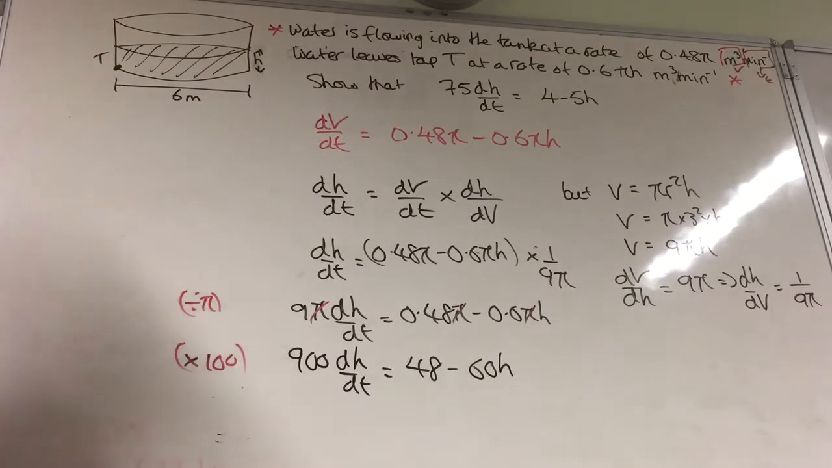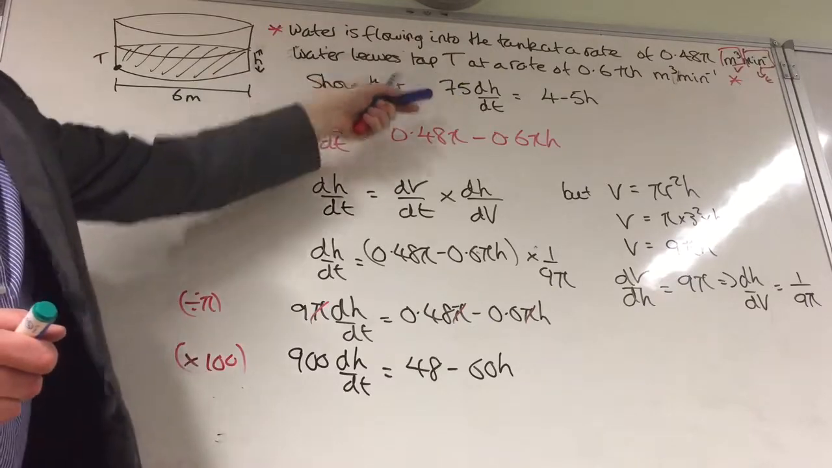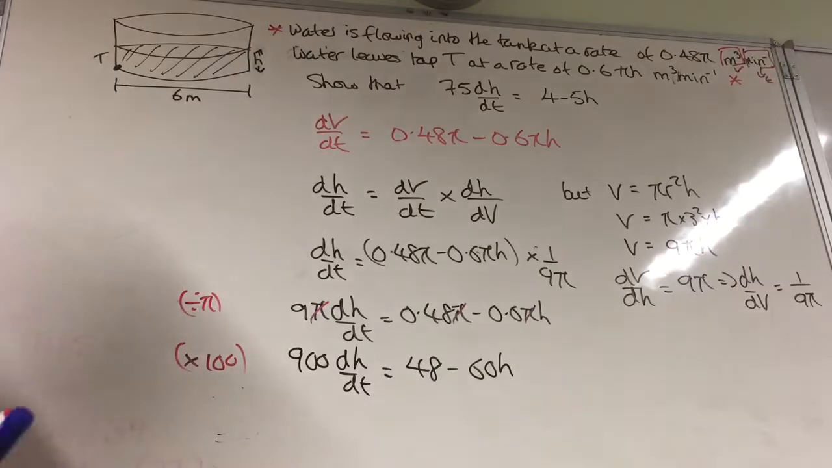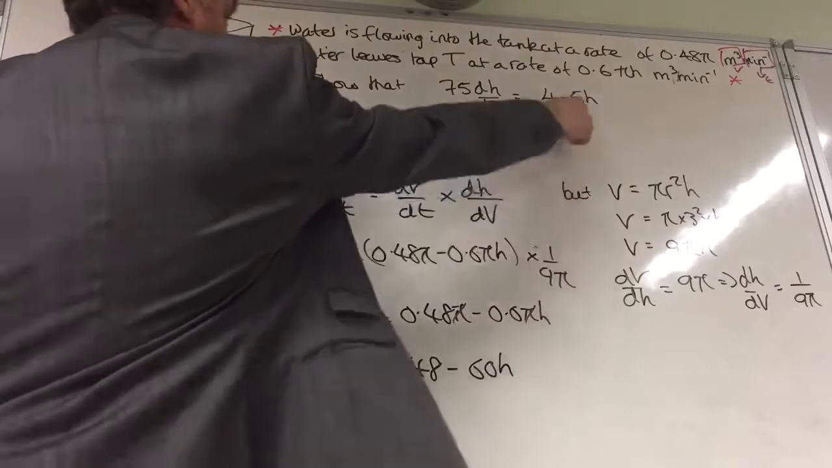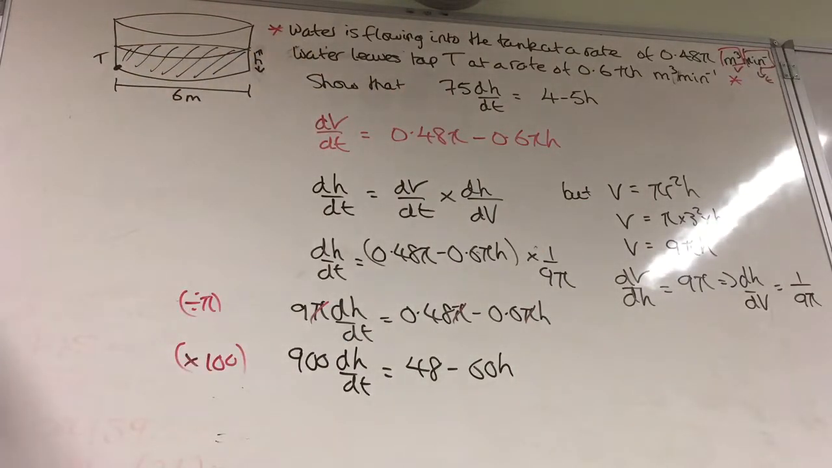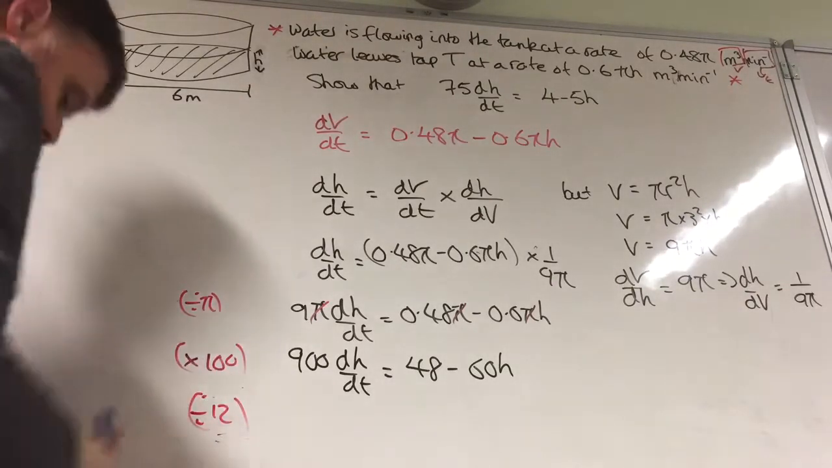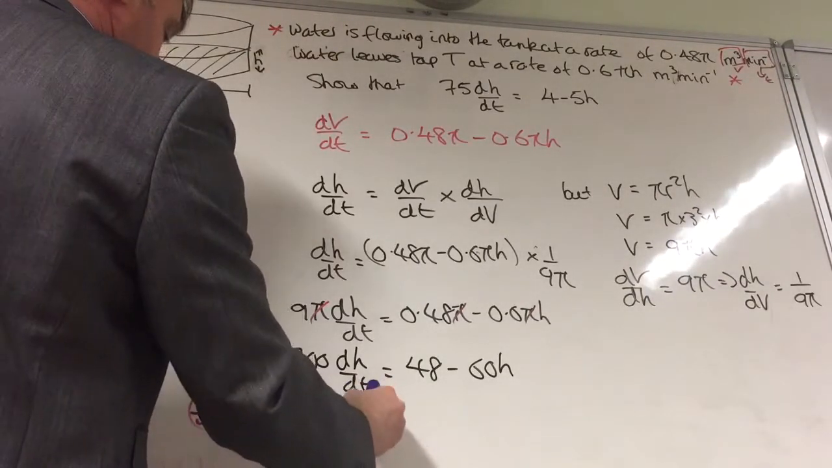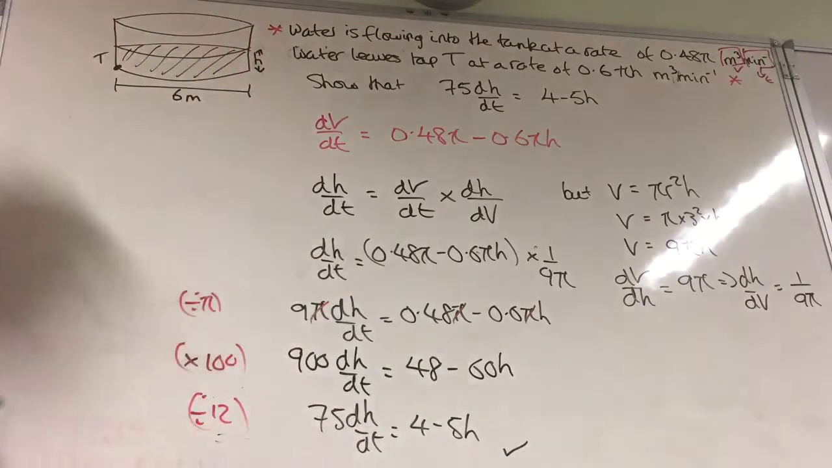How would you know that you had to do that though? Because you have to look at the answer. And if you compare this to this, the whole numbers, and change what the whole numbers are, then see what happens. Now looking at what I've got, what can I divide 48 by to get 4, and 60 by to get 5, and probably 900 by to get 75? Not 30. 12. Oops, never mind. So divide by 12, and we end up with 75 dh by dt is equal to 4 minus 5h, and we've done it.